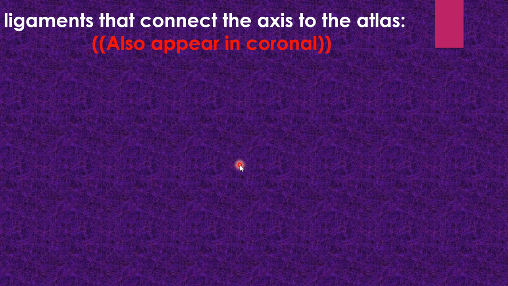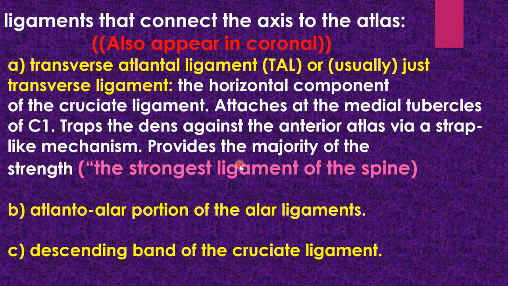The ligaments that connect the axis to the atlas: of course, the transverse ligament is the first one, which is the strongest ligament of the spine. Then the atlanto-alar portion of the alar ligament, and the descending band of the cruciate ligament. The ascending and descending bands of the cruciate ligament transfer the power and strength indirectly to the vertebrae above and below.